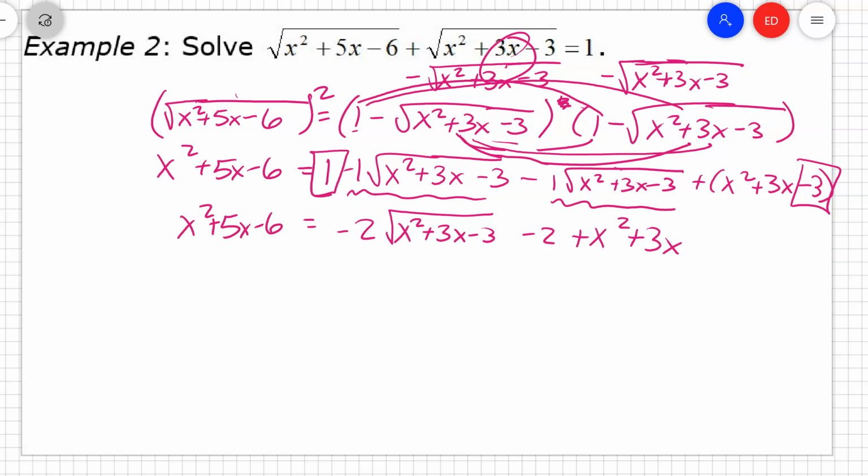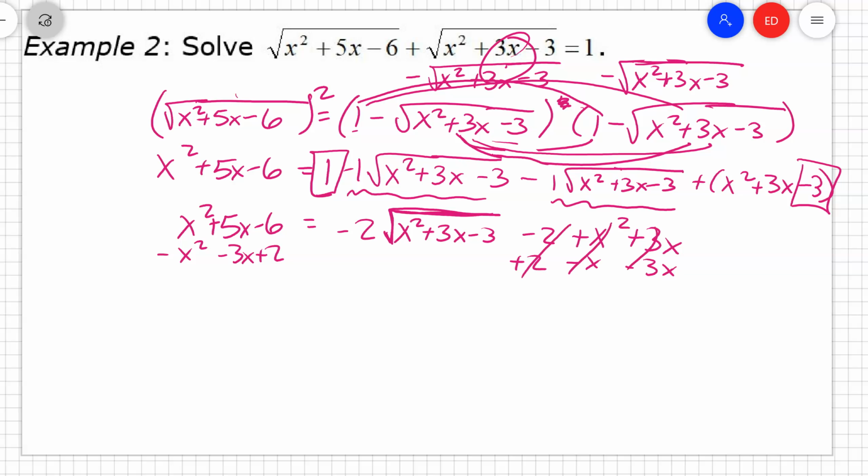Crazy problem so far. Now, remember we still have a radical and we need to go ahead and isolate it again because we need to get rid of another radical, which is right here. So what we're going to do is get everything away from that. So we're going to subtract x squared. I'm just going to subtract it from this side. We are going to subtract 3x and add 2.